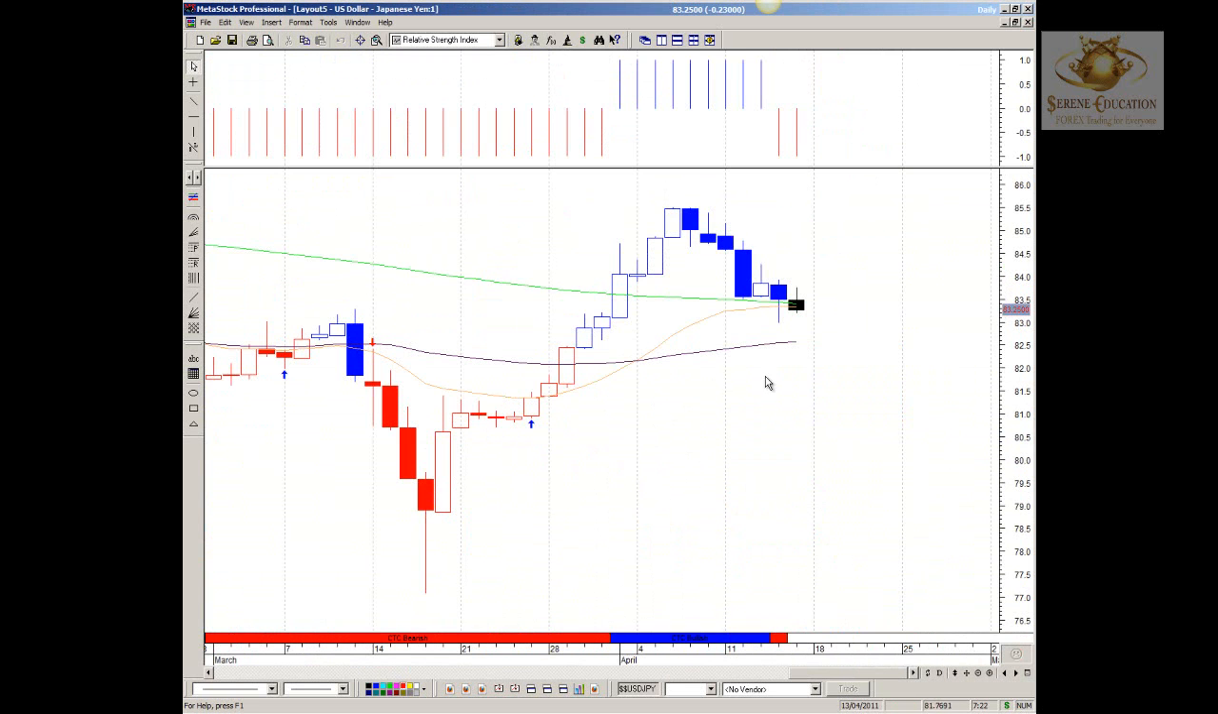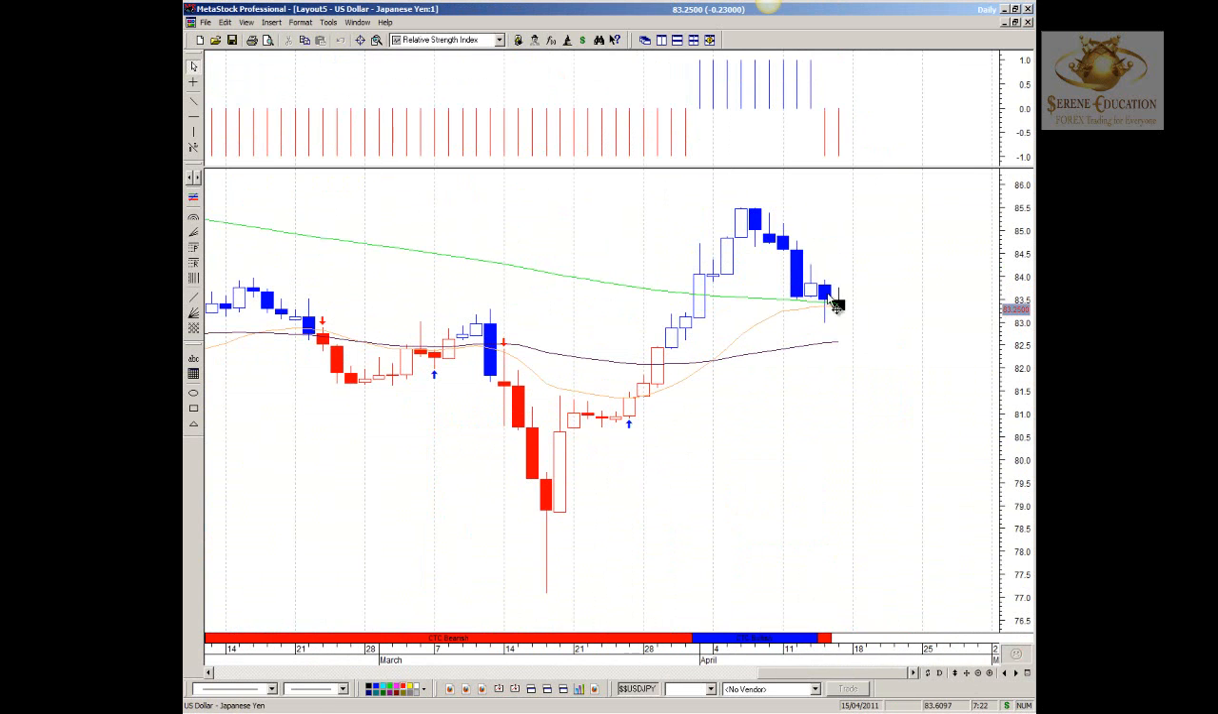Last pair of the day is the US dollar against Japanese yen. This pair has been playing with the 200 period moving average. I did mention earlier this week that 83.50 would have to be the support area. You can see at the moment now that the Asian close and European session open has seen this pair trading slightly lower. We need to see price staying above this area to confirm upside movement.